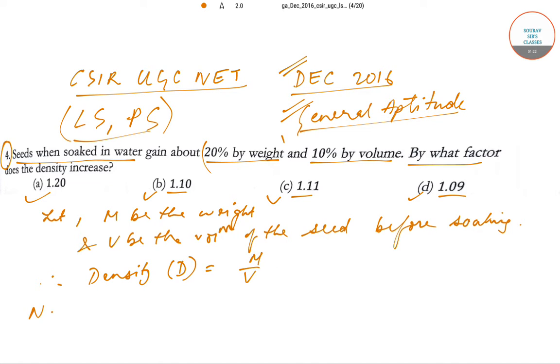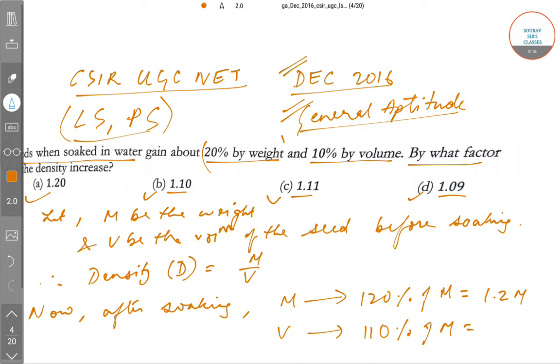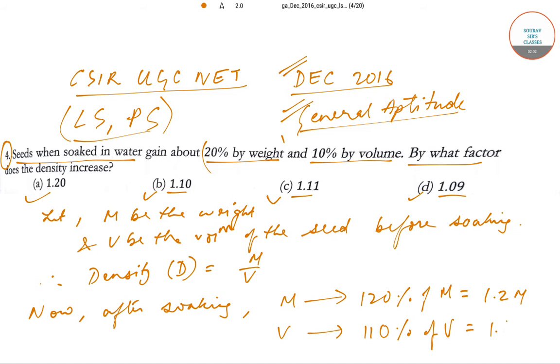Now after soaking, the weight is increased by 20%. So that means that M becomes 120% of M, that is 1.2 M, and the volume increases by 10%. That means that the new volume is 110% of V, and that becomes 1.1 V.